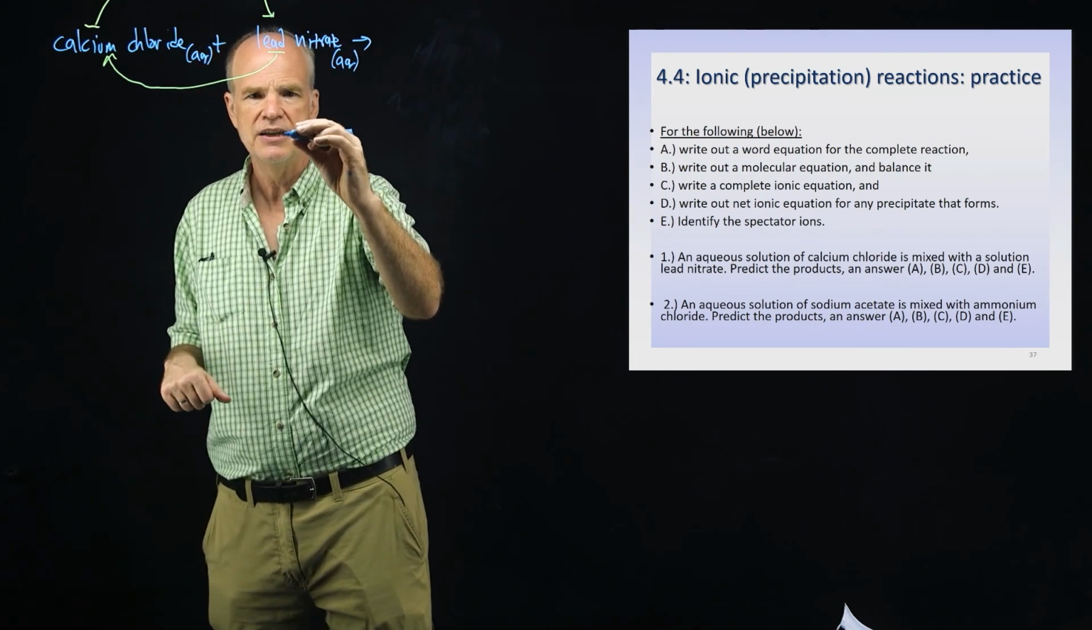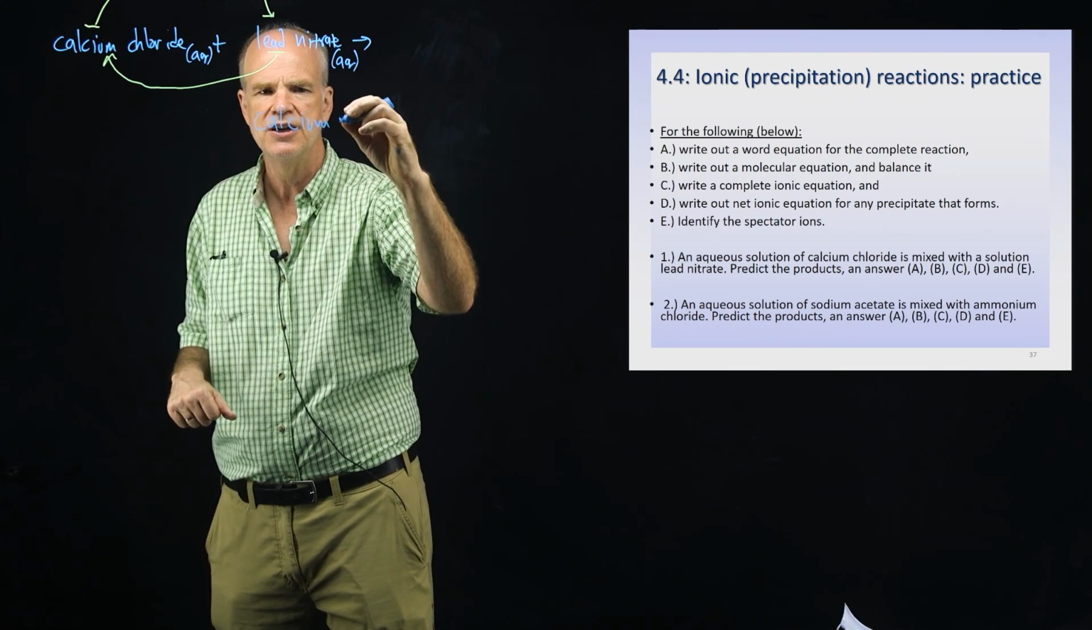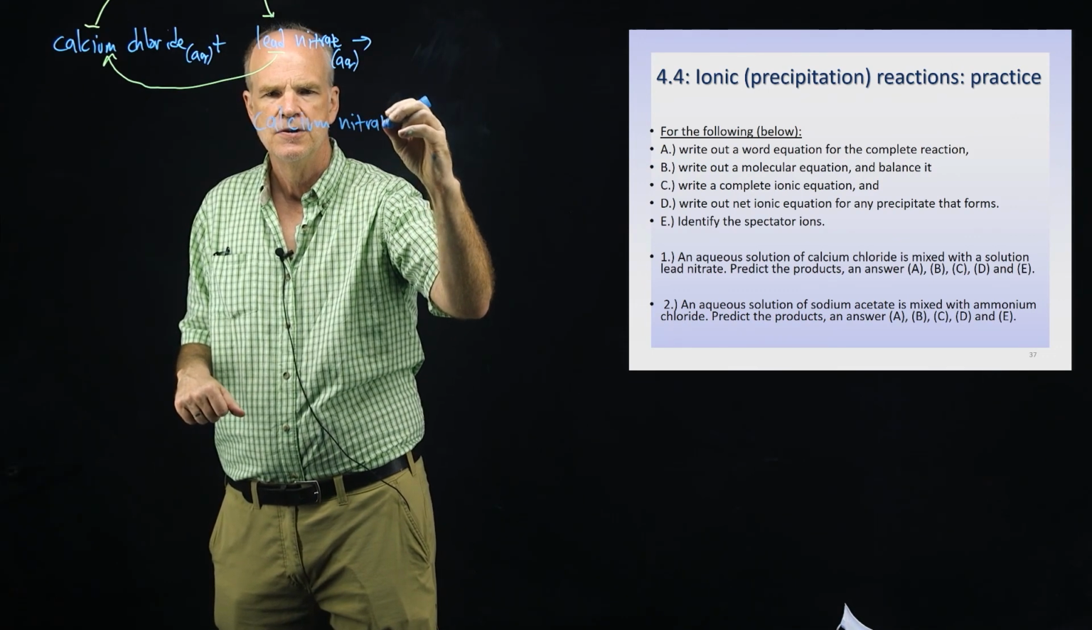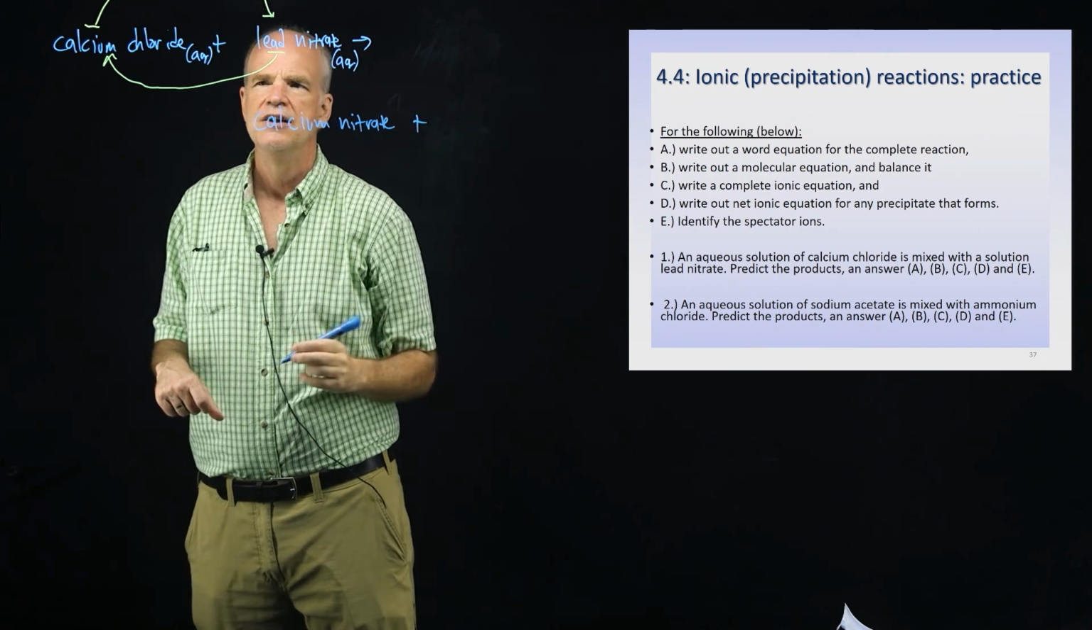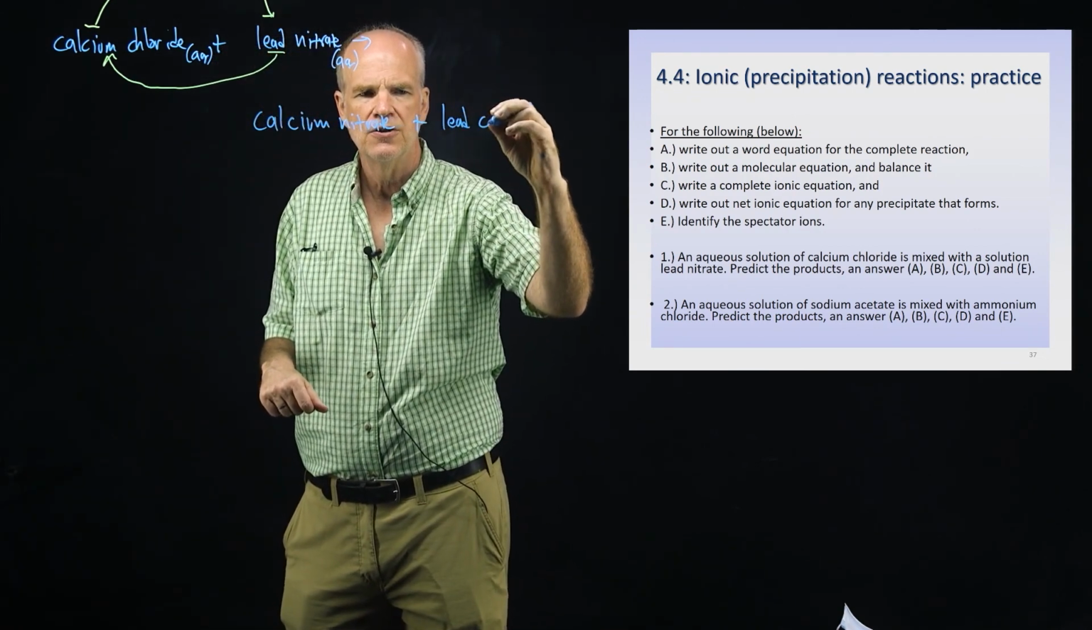And so now we get calcium nitrate. I'm going to write this down here. These are the products, calcium nitrate. And we also get lead chloride. So I'm going to write this here, lead chloride.